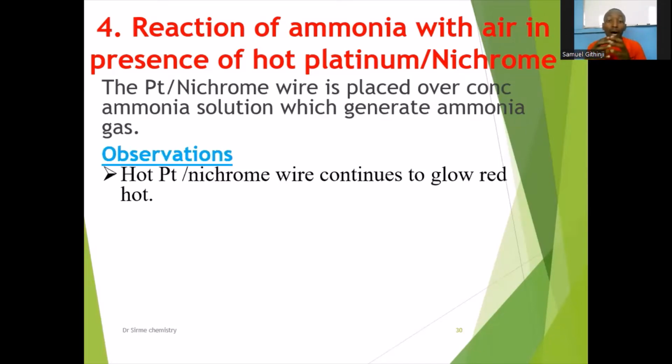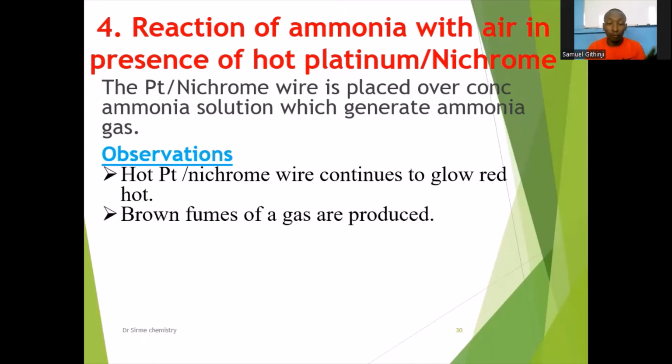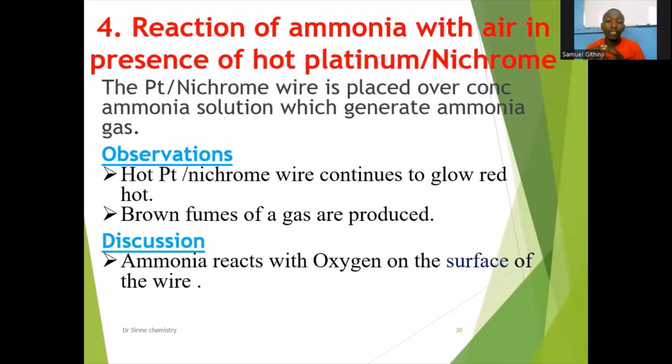The wire will continue to glow. That is red hot. What exactly will be happening? And of course brown fumes will be observed. The discussion for that: ammonia will react with oxygen on the surface of these wires, because the wires will be acting as a catalyst.